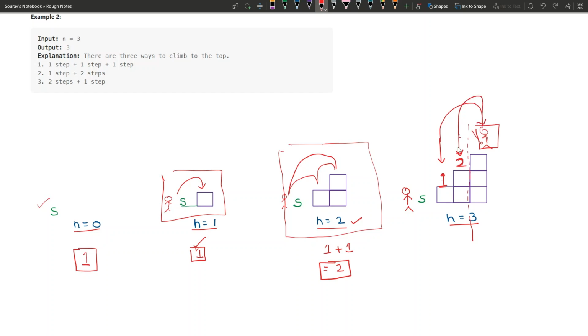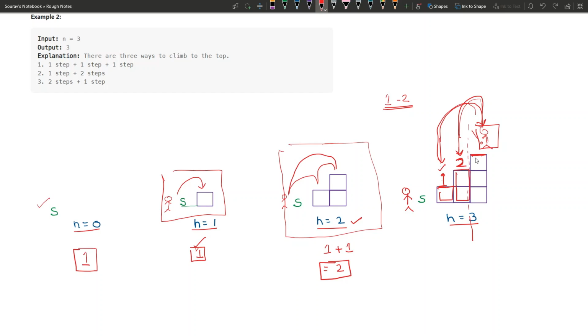Are there any other ways Ram could have reached the top of the stairs? No, right? Because if you see, he could only take one or two steps at a time. So either he would have jumped from here, or he would have jumped from here. But we already know that there is a total of one way to reach one step, and a total of two ways to reach two steps.